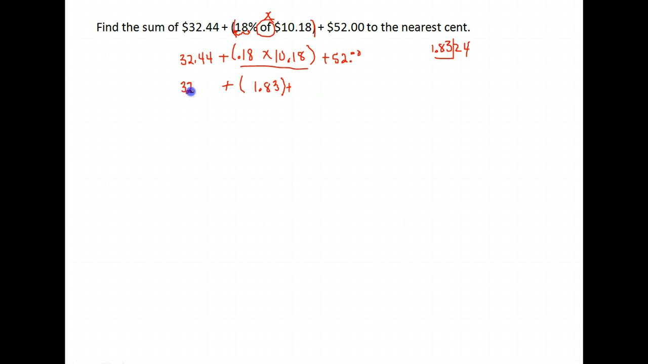So now let's go ahead and add. So we have $32.44 plus $1.83 plus $52. All we have to do is add those all together. When we do that, we get $86.27.